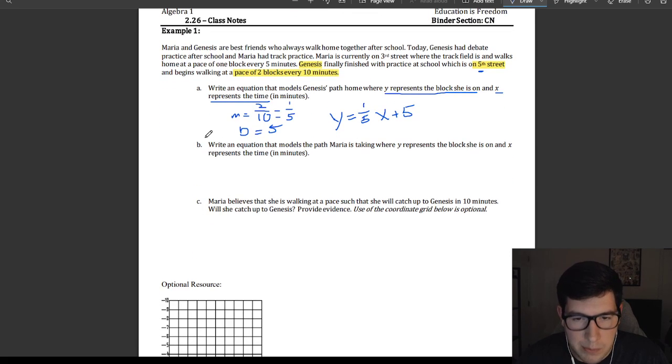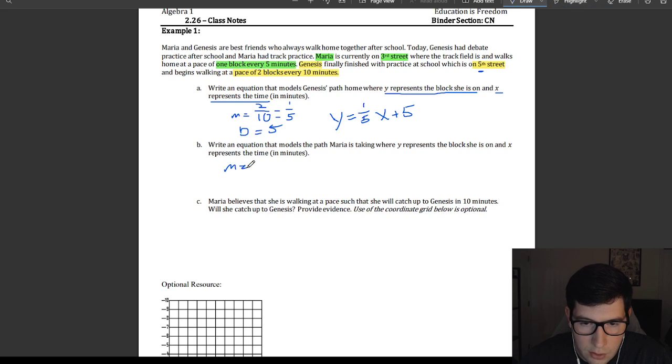So now for question B, we want to write an equation that models the path Maria is taking, where y represents the block she is on and x represents the time. Perfect. So we're actually just using the same variables for the same representations, which works beautifully. And I'm going to go ahead now and do the same thing we did for Genesis, but I'm going to do the same with Maria. I'm going to use a different color so it's a little bit easier for us to see here. So she's on 3rd Street, and she walks a pace of 1 block every 5 minutes. All right.